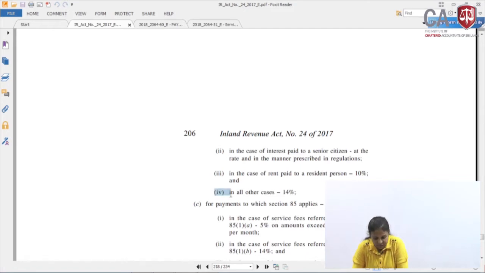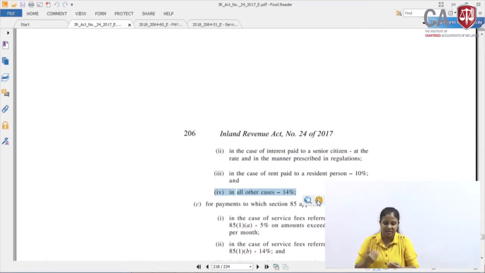Now I need to go for this one. In all other cases, 14%. That's where we are taking the rate. The first schedule does not directly tell the student that for this source it is this rate. You have to refer to this. The particular specified rates are given separately.